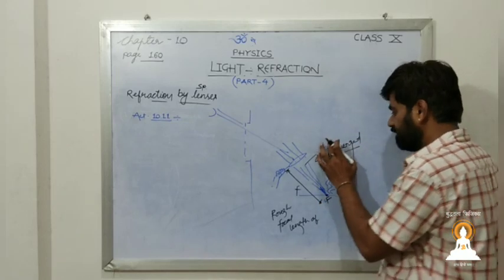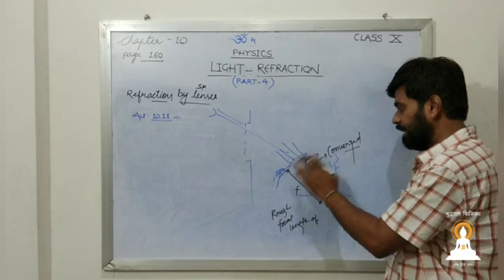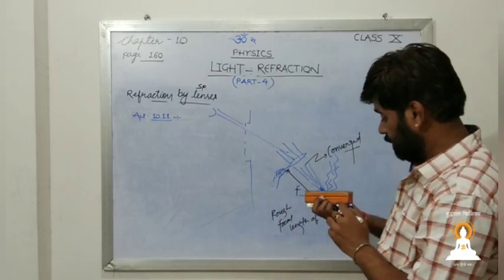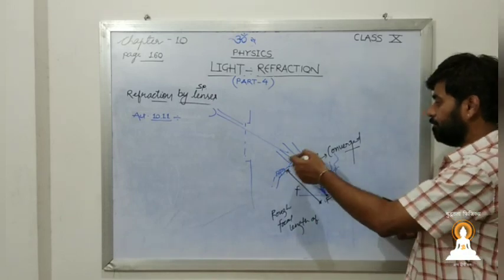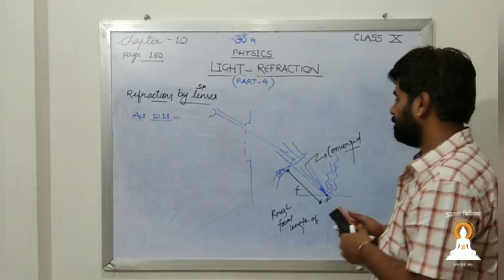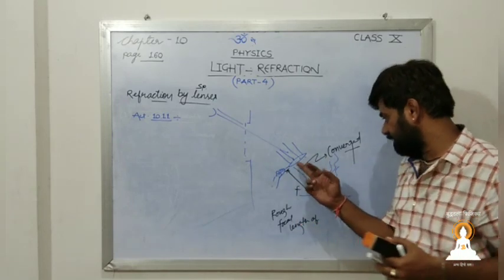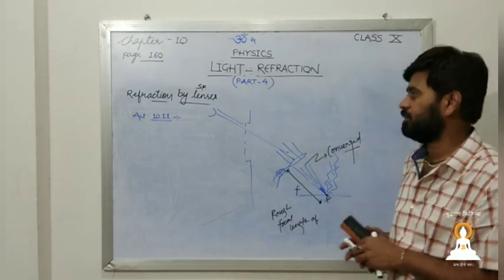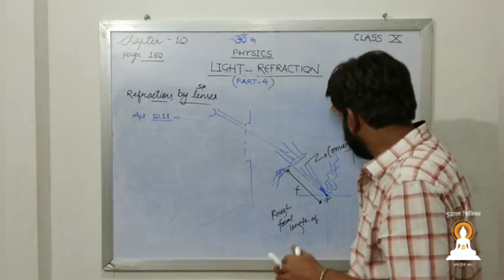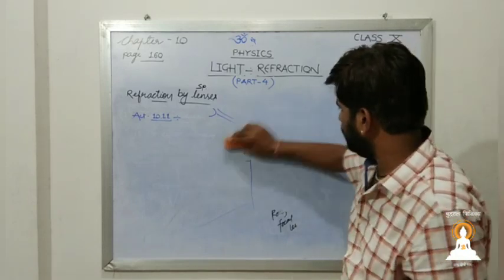This is the characteristic of this lens. This can never change. Yes, through manipulation we may make this particular one diverging, but the basic theme of this particular one is converging. So this was activity number 10.11.